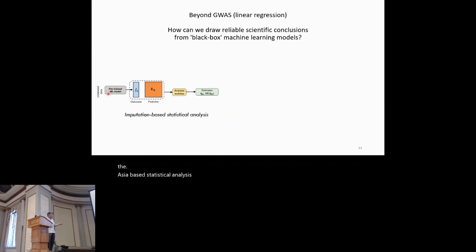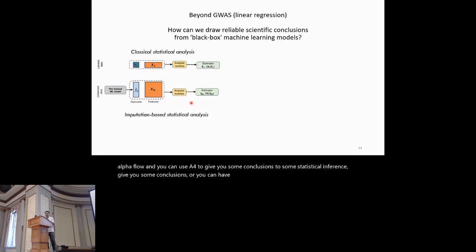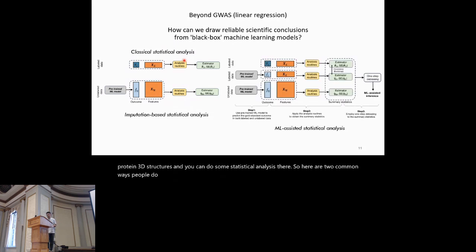That is, you have a pre-trained machine learning model, for example AlphaFold, and you can use AlphaFold to do some statistical inference and give you some conclusions. Or you can have some gold standard measurement of the protein 3D structures, and you can do some statistical analysis there. So here are two common ways people do analysis in the literature. And here's our proposal: use both the gold standard experimental data and the large-scale machine learning predictions to give you a machine learning assisted statistical analysis.